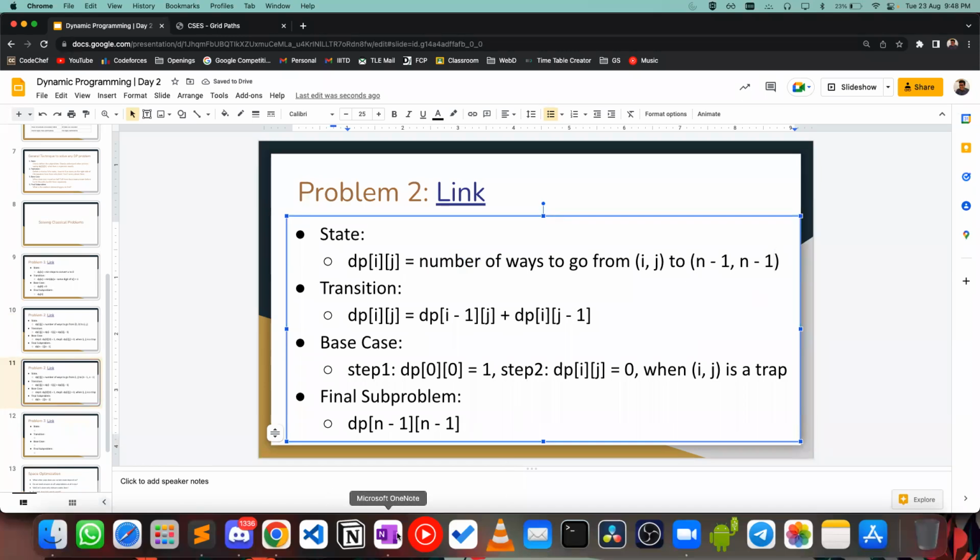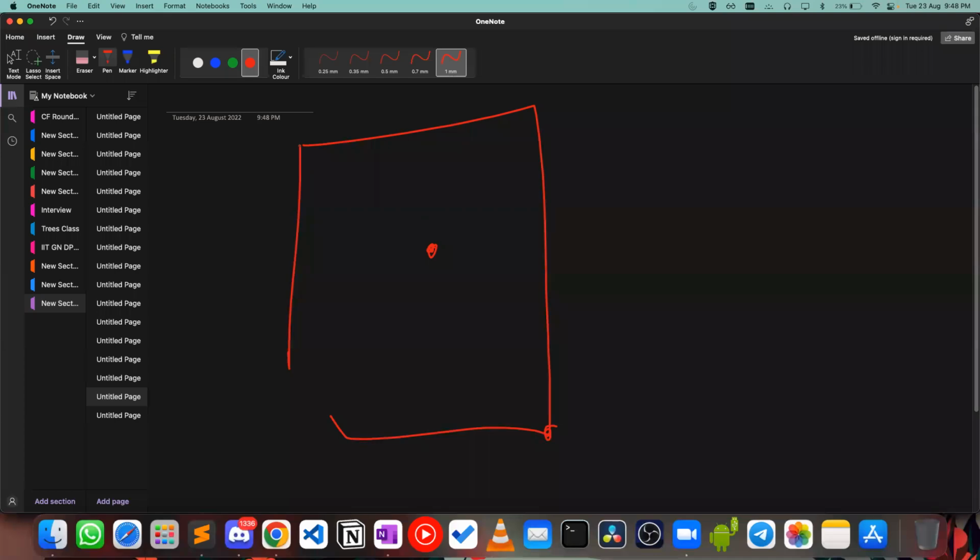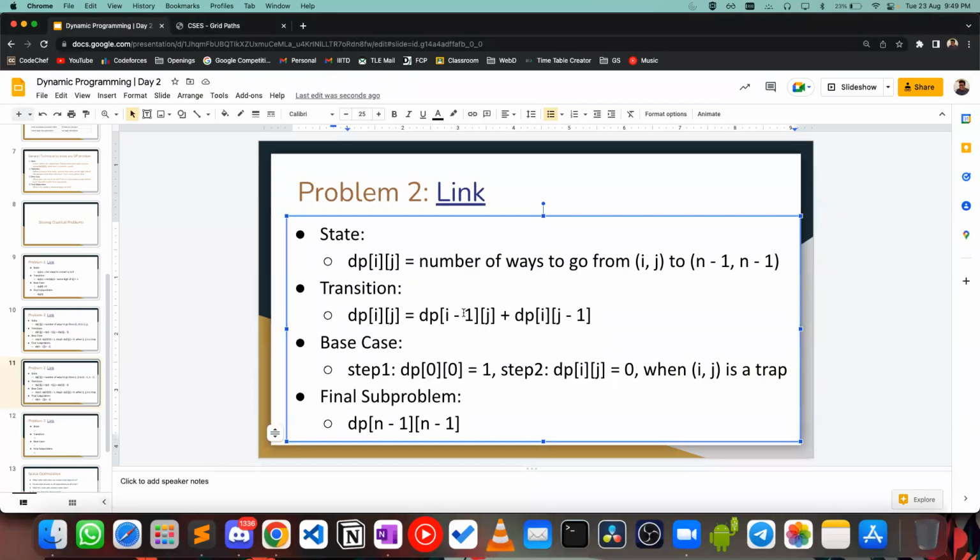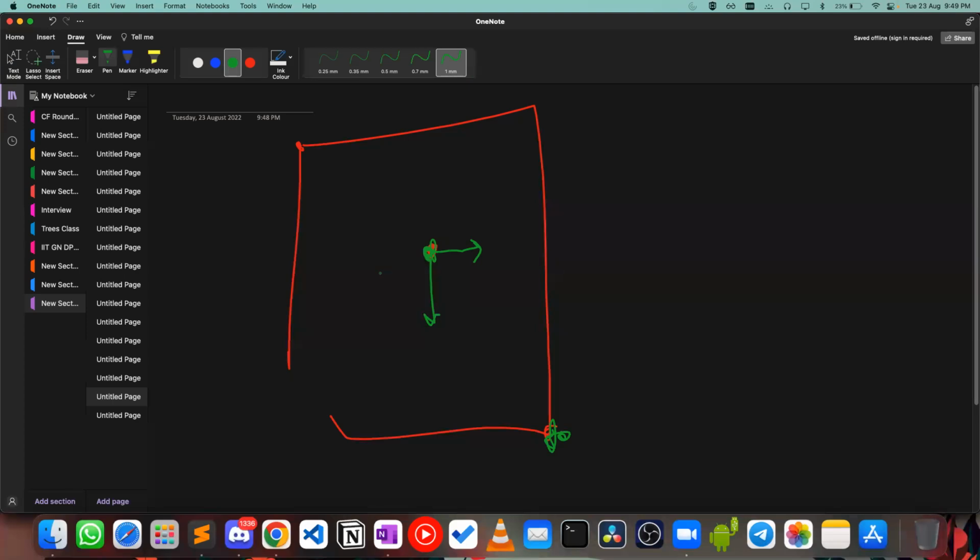Number of ways to go from i, j to n minus 1, n minus 1, instead of saying going from 0, 0 to i, j. So now tell me what are the two states that it depends upon. If you want to go from here to here, what are the two choices you have? You can go here or you can go here. So can I say my dp of i, j will be nothing but dp of i plus 1, j plus dp of i, j plus 1? Is this making sense, guys?